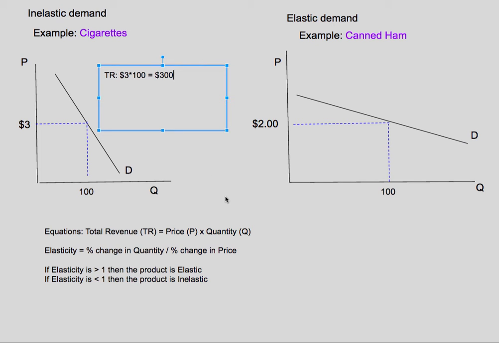Now let's see what happens if we change the price. Let's say we change the price to $4. How much of an increase is that? Well, $1 increase from $3 is 1/3. So as a percentage, that would be plus 33.33 repeating percent.